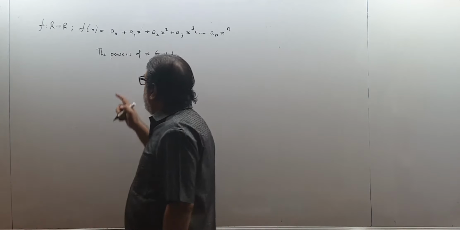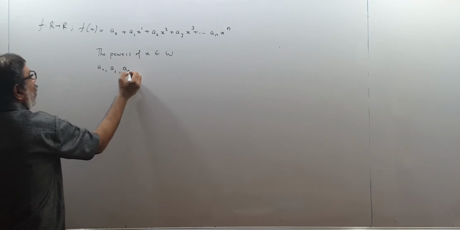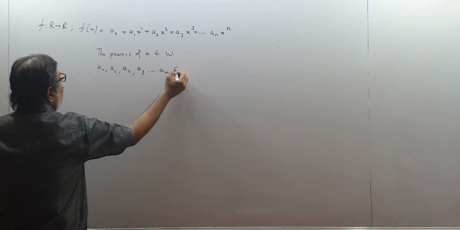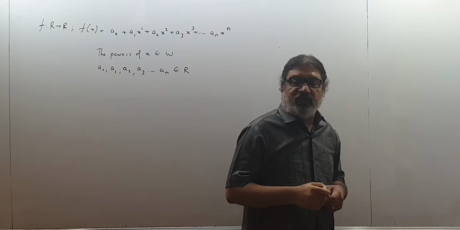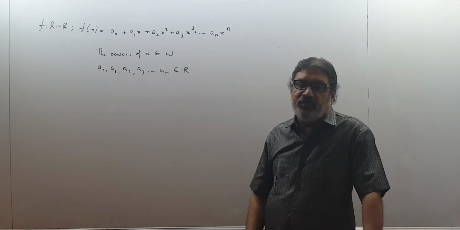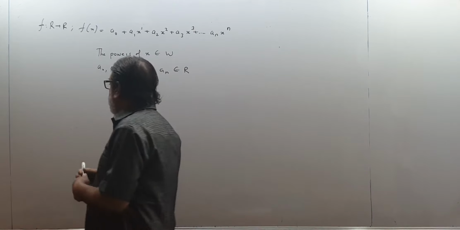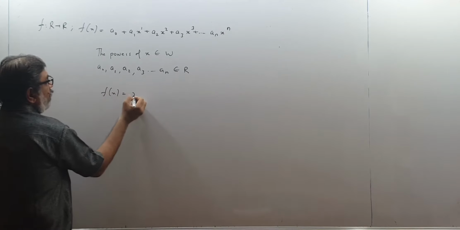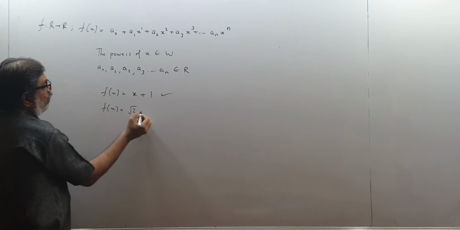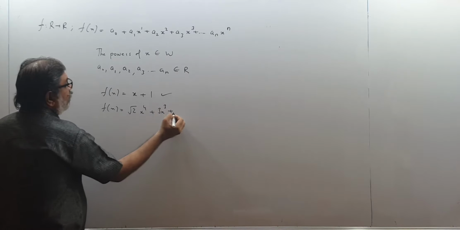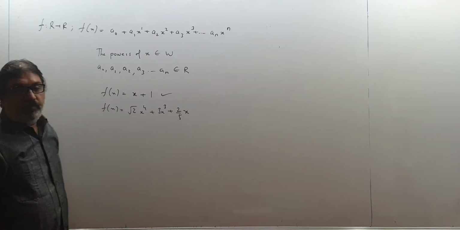Only that much. And the coefficients a0, a1, a2, a3 up to an, these are real numbers. They can have root 2, root 3, 5 upon 2, minus 7 upon 3 numbers. Coefficients can be anything, they can be any real number. But the power should not be any number other than a whole number. So for example, if I write f(x) equal to x plus 1, this will be a polynomial function. f(x) equal to root 2 x^4 plus 3x cubed plus 2 upon 5 x. Yes, it is a polynomial because all the powers of x are positive integers or 0.